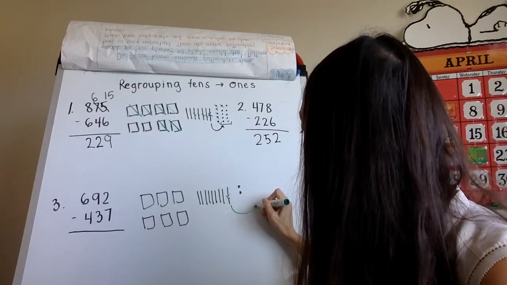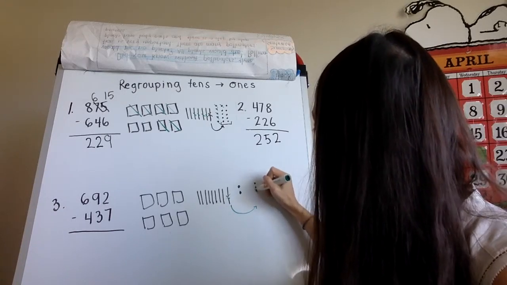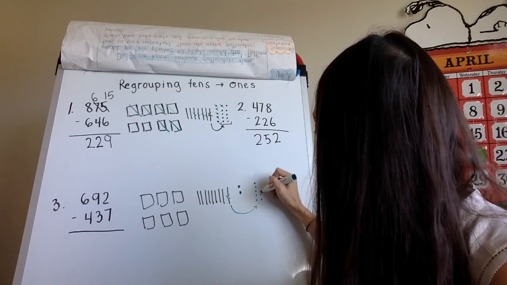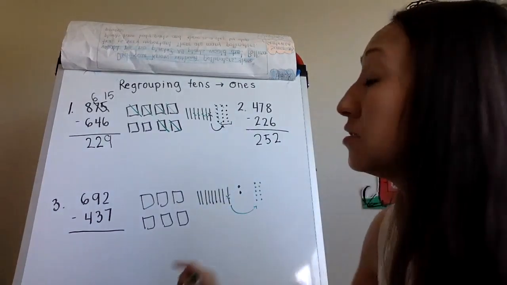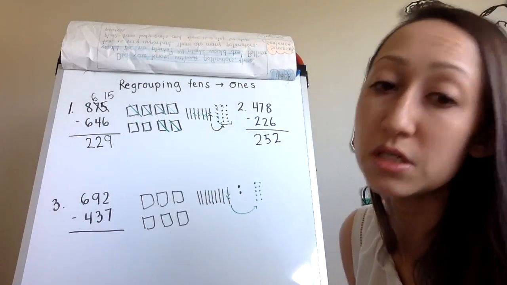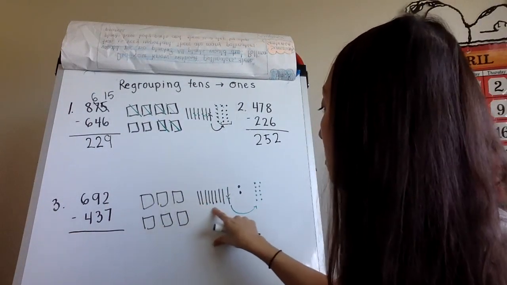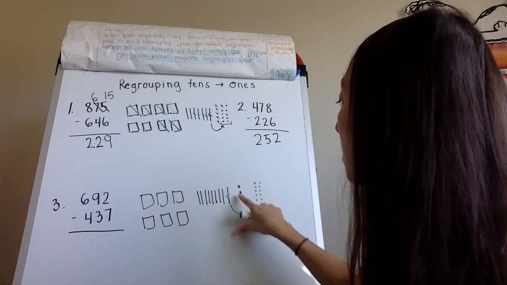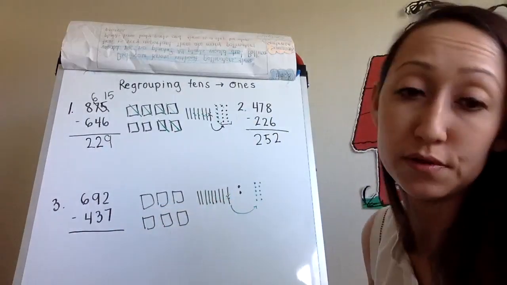Let's change that 10 and exchange it for 10 ones, okay? My number is still 692. We must know that, okay? My number is 680 and 12 ones, which is 692, just written differently.